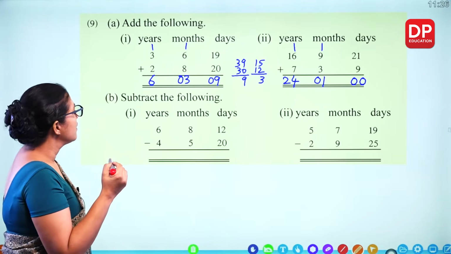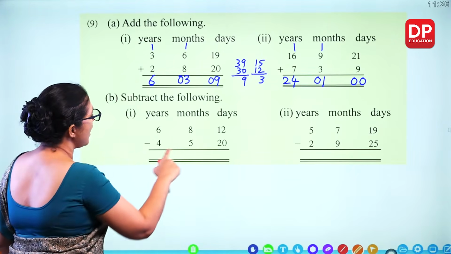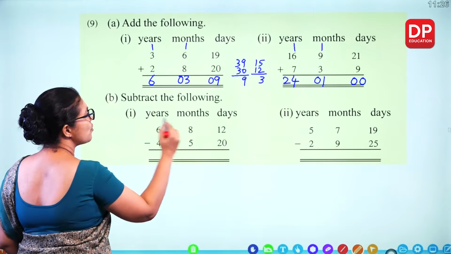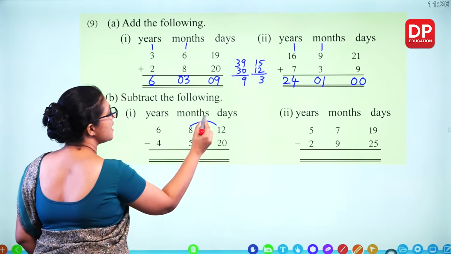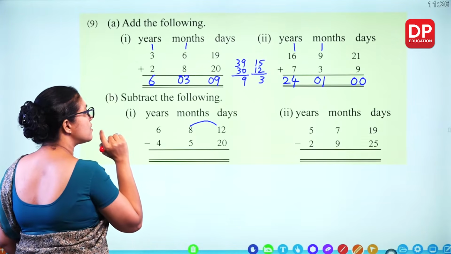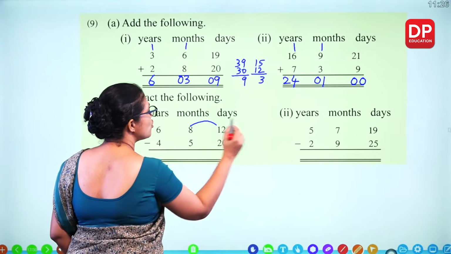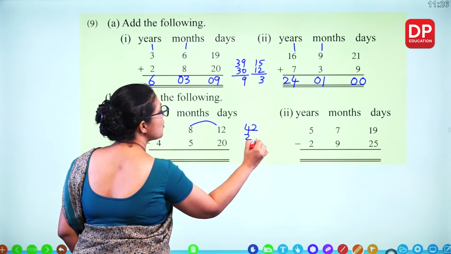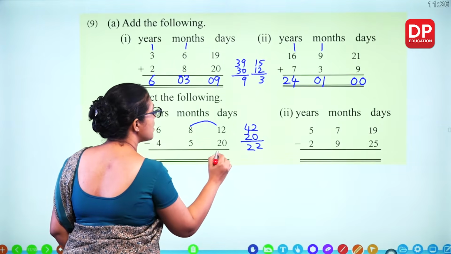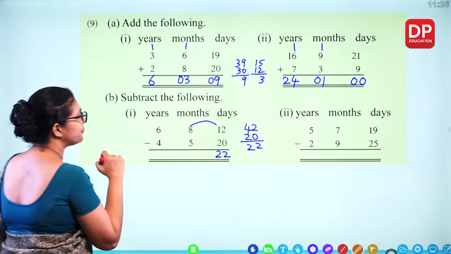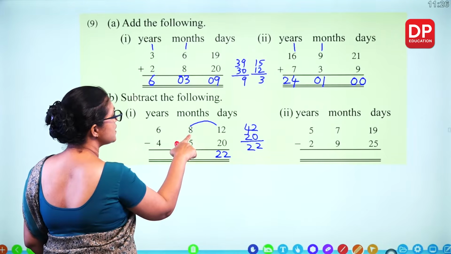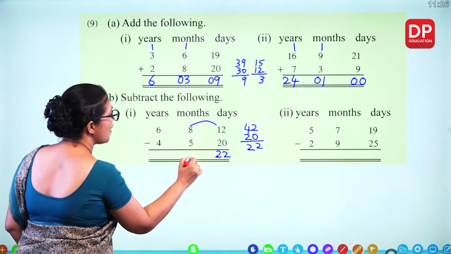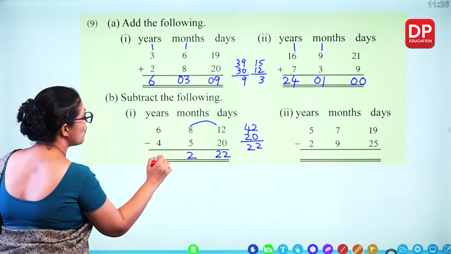Subtract the following. When you subtract these two, can you subtract 20 from 12? You can't. So you are taking 1 from month. That means 30 days. 30 plus 12, 42. 42 minus 20, you can subtract. That's 22. What about this one then? This one becomes 7. 7 minus 5, 2. 6 minus 4, 2.